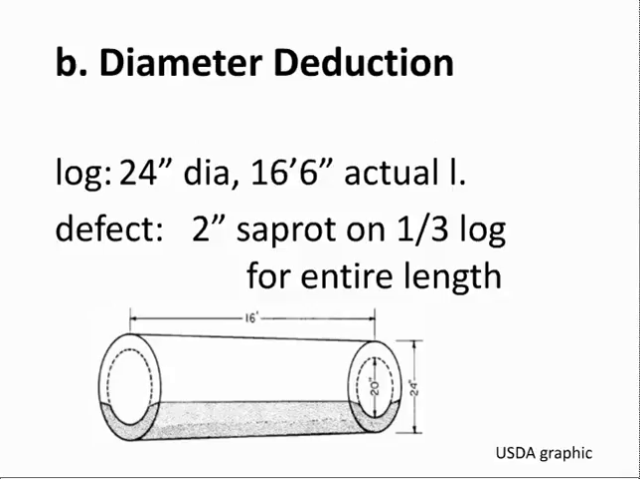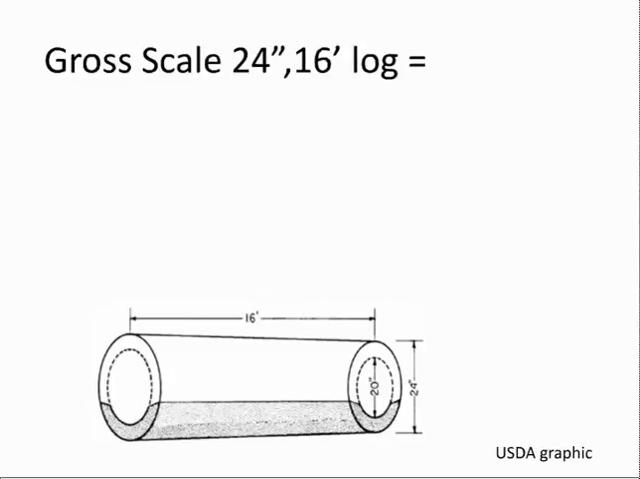So we've got to do this in a couple of steps. I can do the gross volume first, but what I really need is that donut volume, not the interior volume at the end. I need to figure out what the volume is of just the defect. So let's go through that. My gross scale, 24-inch, 16-footer, you go to the table, make sure you know how to do that, and as you see, you extract 425 board feet.